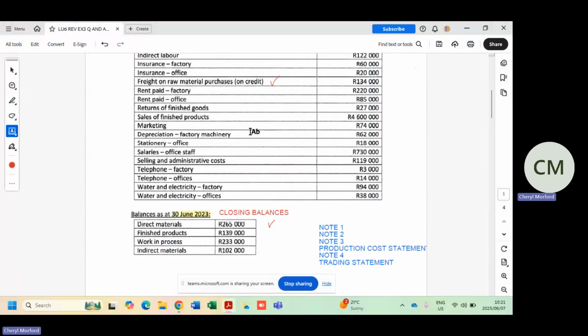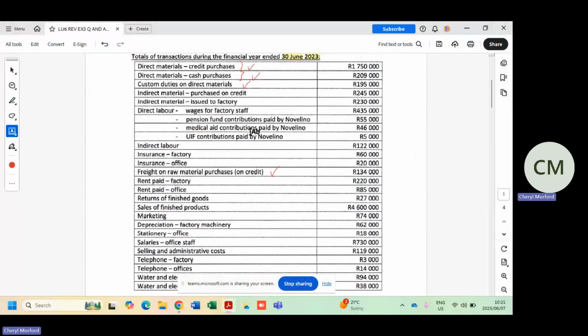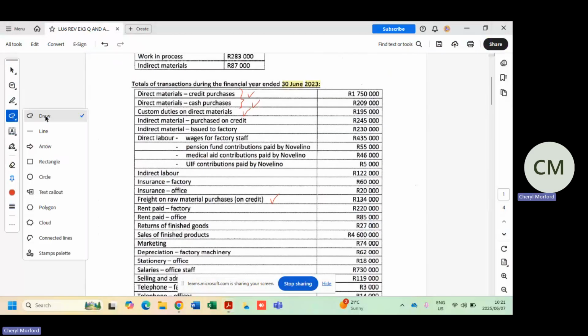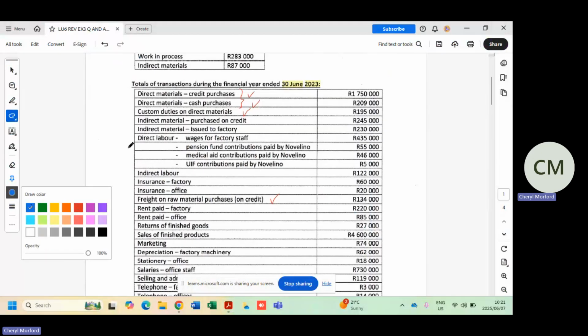This one, super, super easy. Everybody will get 100% for this. And that is the cost of the direct labor. So let's just vary the color for the different things. See here, these 4 items. The direct labor are the staff, the workers who work in the factory, directly responsible for making the product.